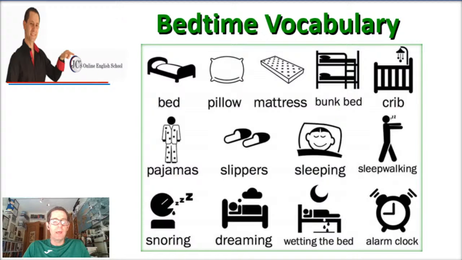Bed, pillow, mattress, bunk bed, crib, pajamas, slippers, sleeping, sleepwalking, snoring, dreaming, wet in the bed, and alarm clock. Okay. Jose Narvaez is the only one who has been honest, and he confesses that he snores. Okay, all right. So thank you, Jose, for your honesty.